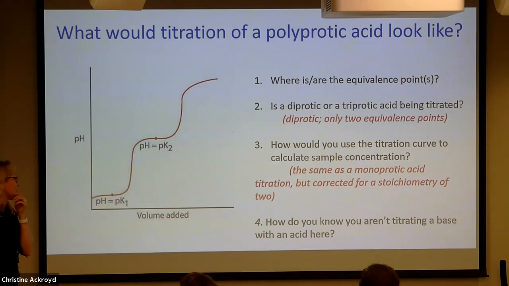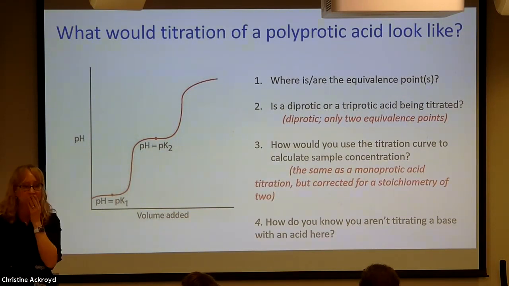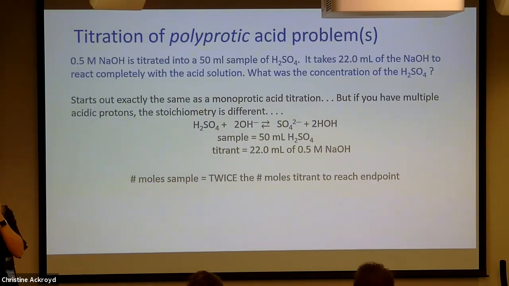Okay, how do you know you're not titrating a base with an acid here? pH starts low. Yeah. Okay. What do we do with titration here?